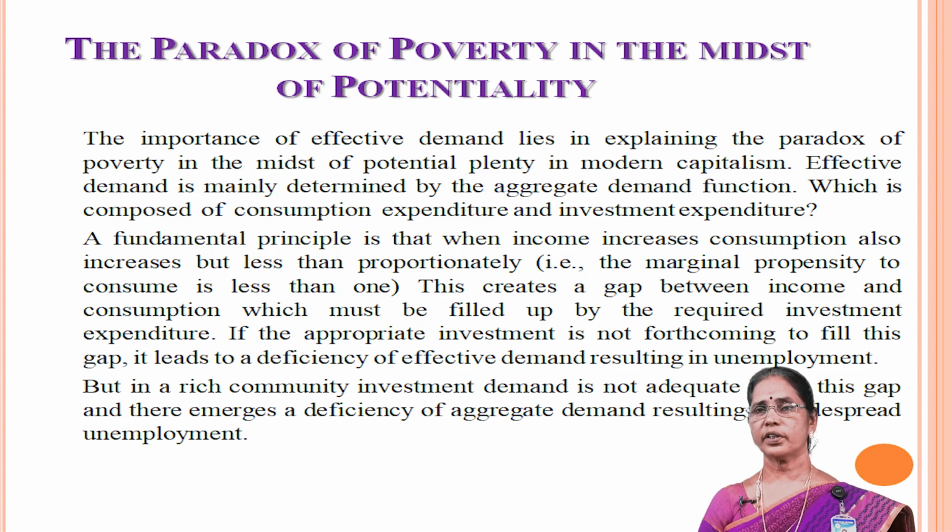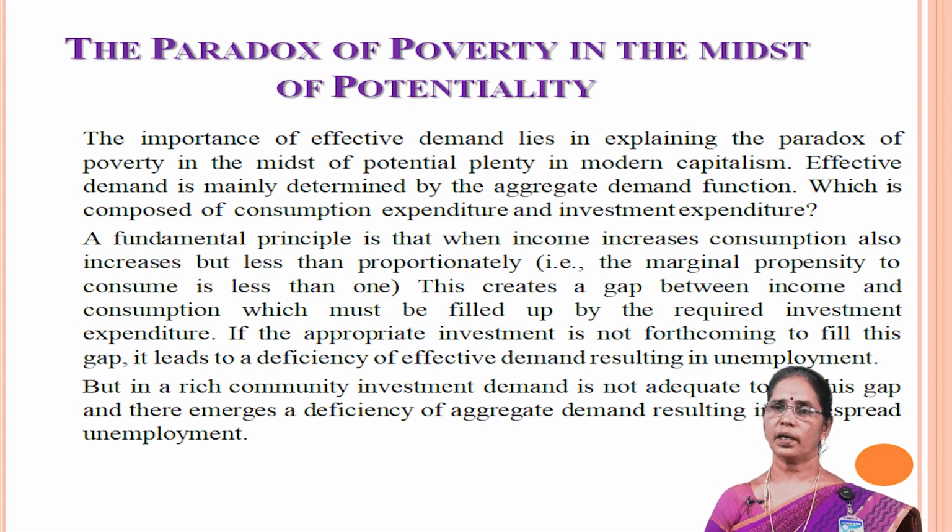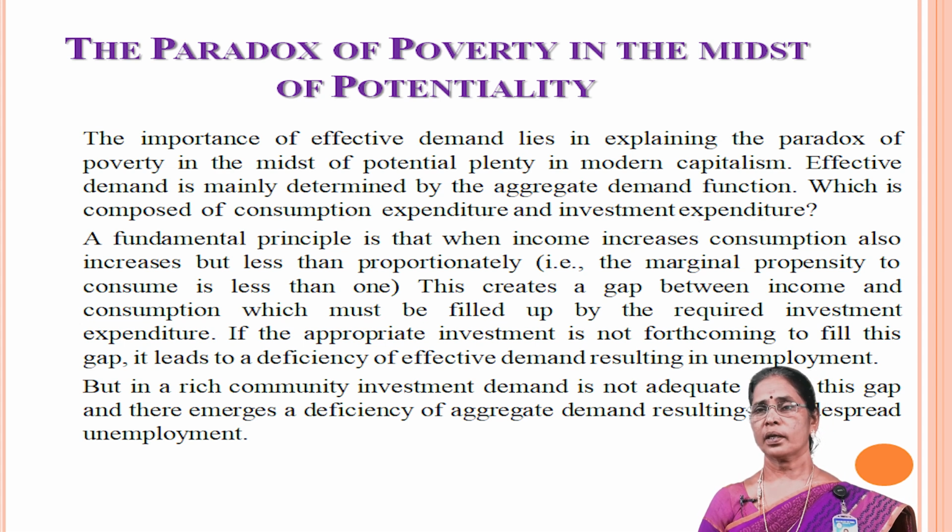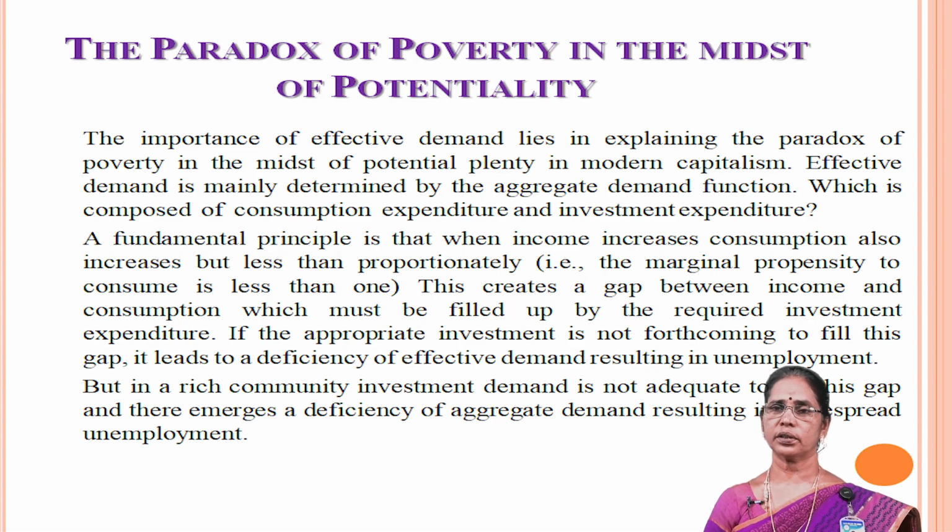The paradox of poverty in the midst of plenty. The importance of effective demand lies in explaining the paradox of poverty in the midst of potential plenty in modern capitalism. Effective demand is mainly determined by the aggregate demand function, which is composed of consumption expenditure and investment expenditure. A fundamental principle is that when income increases, consumption also increases, but the marginal propensity to consume is less than 1.